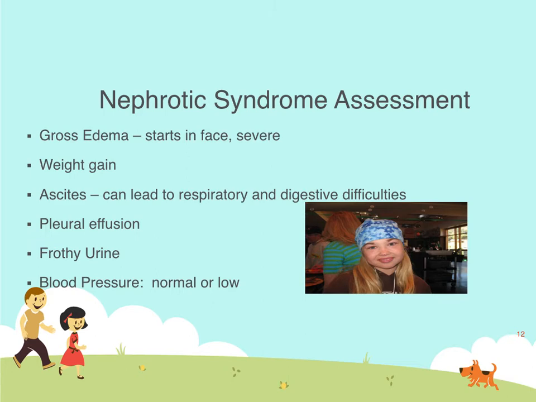Well, they have a lot of edema. It starts in the face and it's very severe, and then it moves down the body. Because of the edema, they have weight gain. They have ascites, and the increase in the intra-abdominal pressure leads to respiratory and digestive difficulties. These children can develop pleural effusions, and when you have a pleural effusion and immunocompromise, this can lead to an empyema in the lungs. They have quite frothy urine, and their blood pressures can either be normal or low normal.